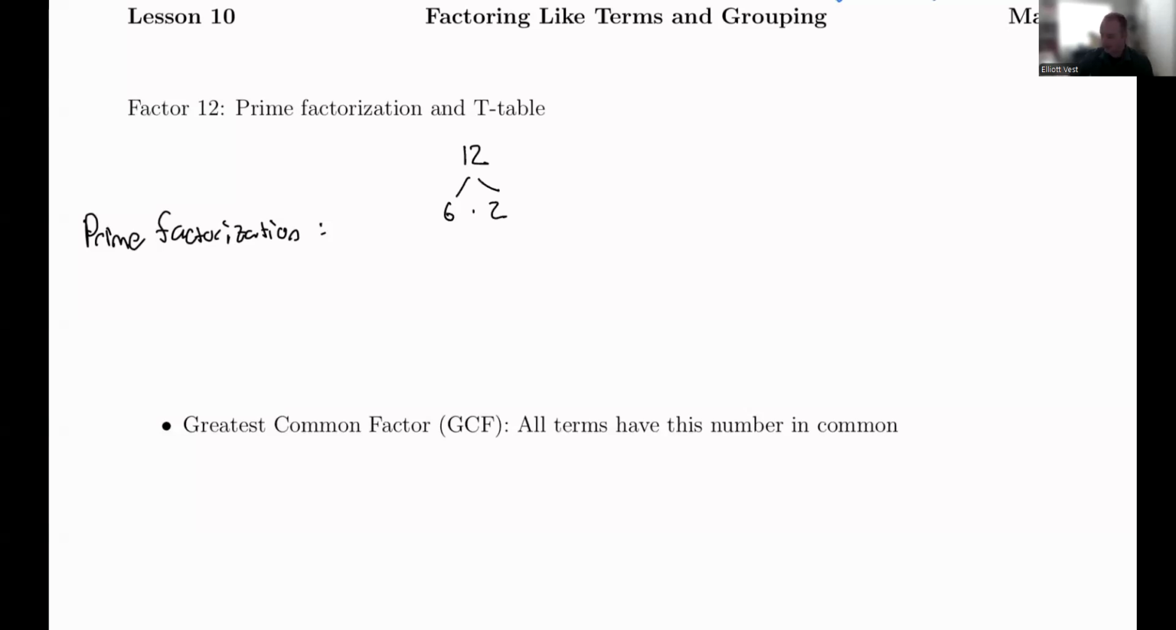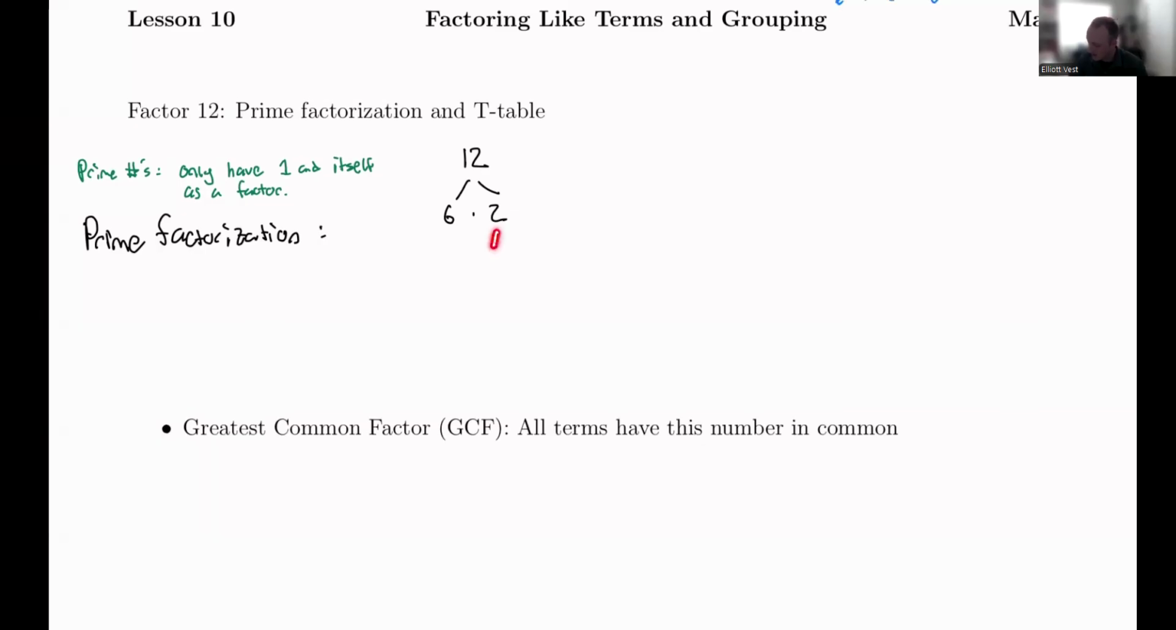A prime number, I can maybe write this. Prime numbers only have 1 and itself as a factor, which is a fancy way of saying you can't break it apart anymore through multiplication, right? So if I look at 2, what are ways I can multiply two numbers to become 2? There's only one way. I can do 2 times 1. That's because it's a prime number, right?